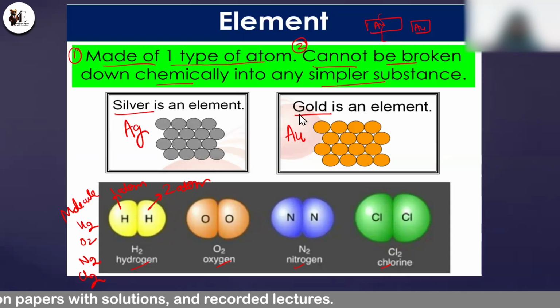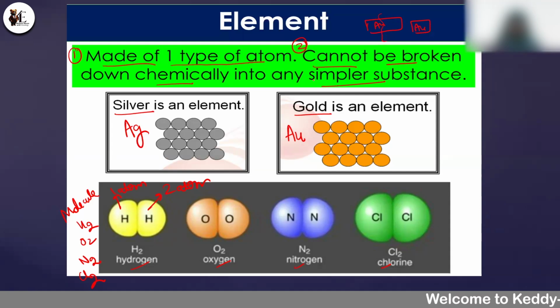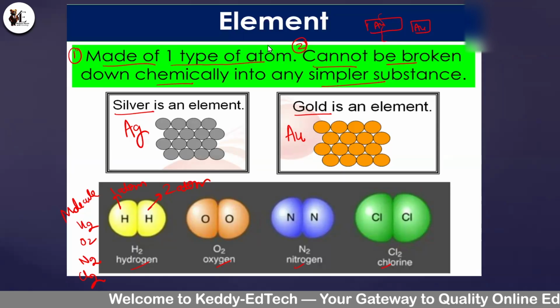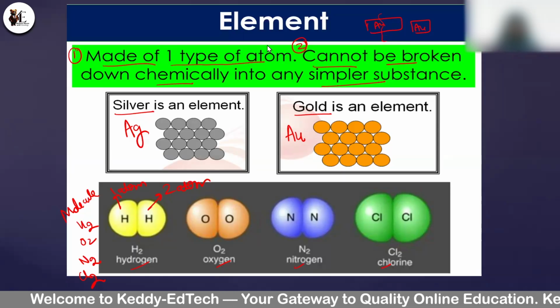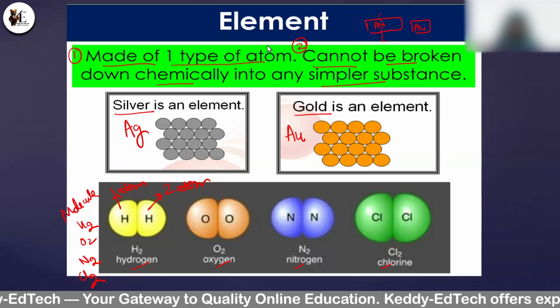What is an element? So an element is like gold or something like rock. Yeah. Rock contains different minerals, like silver, gold. You know your periodic table? Have you heard about the term which is called periodic table?